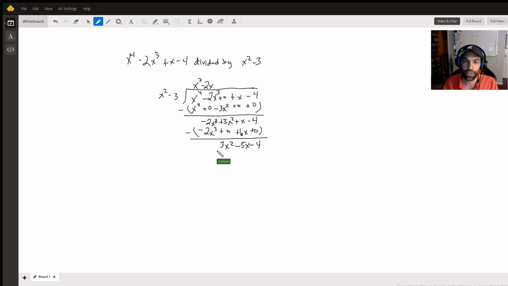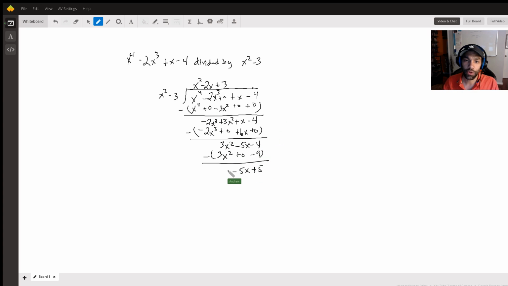All right, then lastly, we have this one here, 3x squared. So what can we multiply to get this? 3, of course. And a positive 3. So we're going to do plus 3. And that's going to give us 3x squared, and positive 3 times negative 3 is negative 9. So we're going to put negative 9 there, and we can fill that in with a 0. Same thing, subtracting this, that goes away. Negative 5x goes there. And then negative 4 minus negative 9, that's going to give us a positive 5.